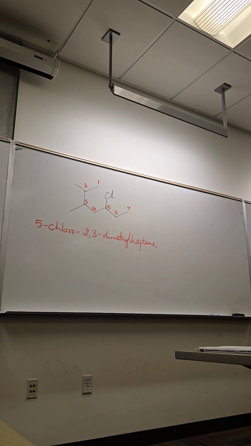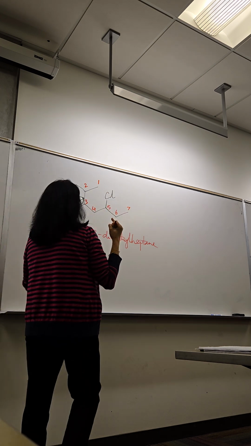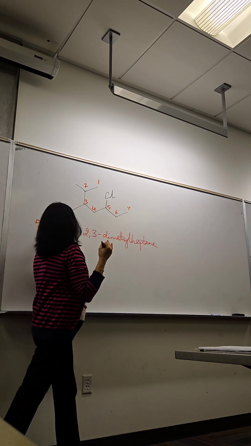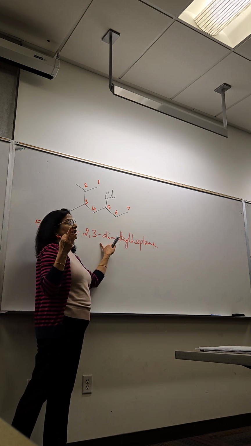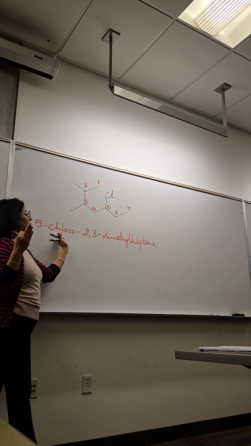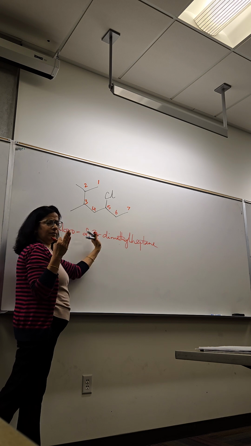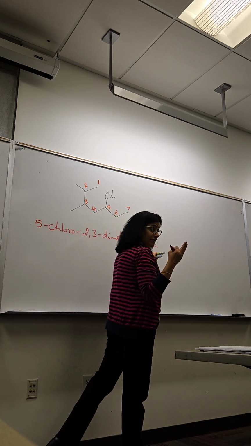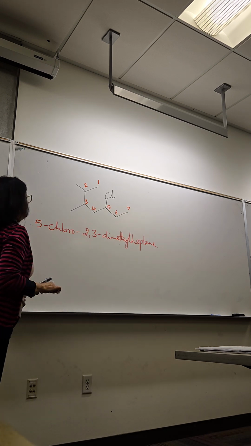Everybody okay? So first step, find the parent. Second step, number the carbons in the parent to get the smallest combination of numbers. And then third, list the groups in alphabetical order followed by the parent. Yes, Karen? Go ahead.